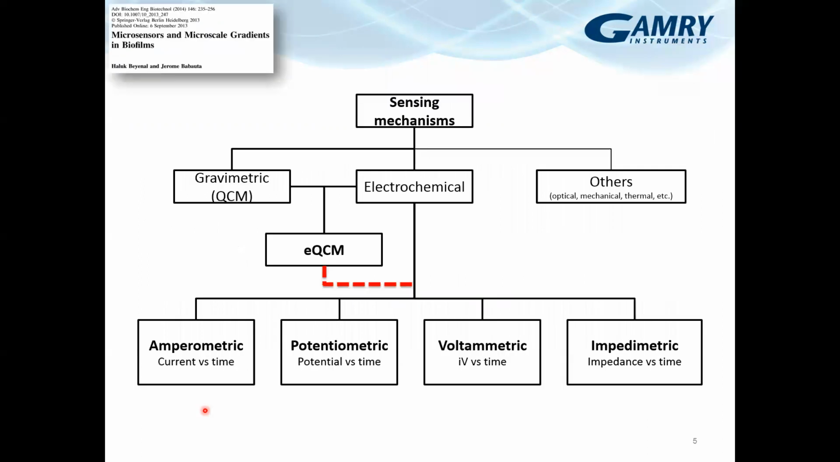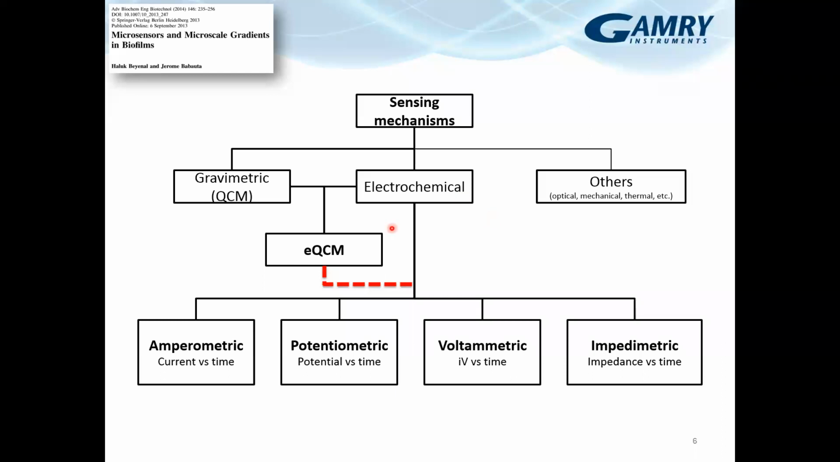So overall, if you think about sensing mechanisms and how you study biofilms, there's some information about microsensors and all of that. I pulled this figure from this book chapter here, but you can think of sensing mechanisms as falling into at least three categories, two that we're interested in today, and then others. The QCM is the so-called gravimetric method. You can search for it under that label, and you might be able to get more information.